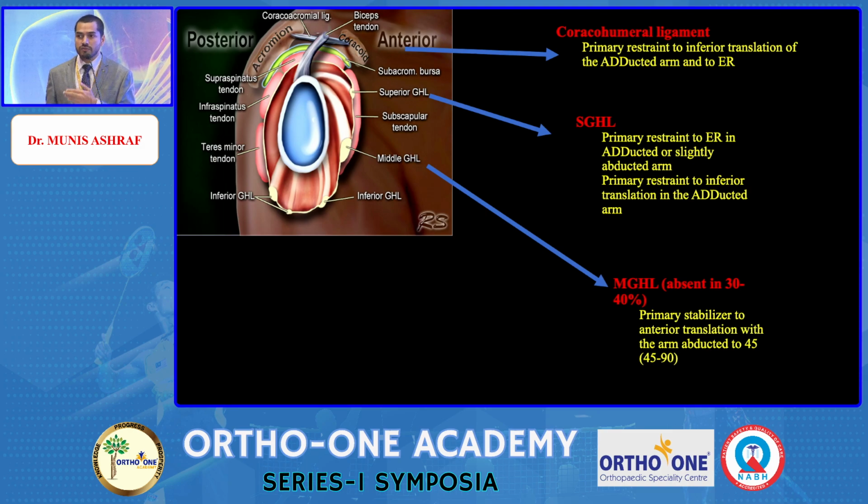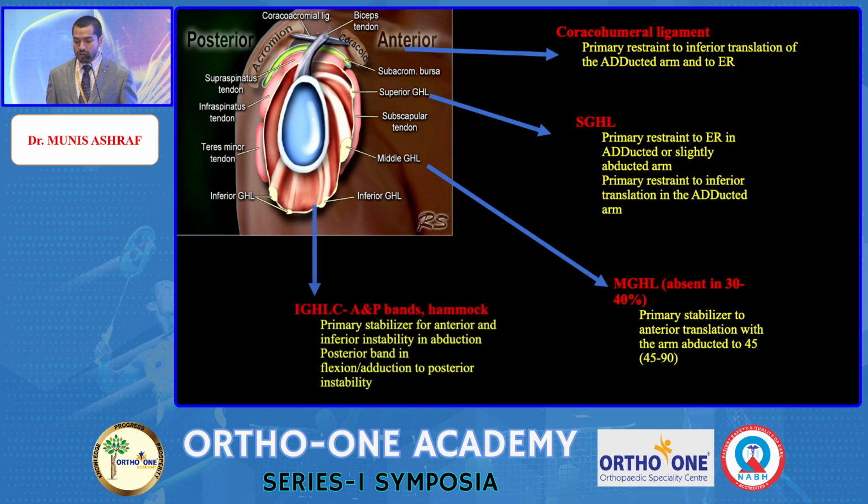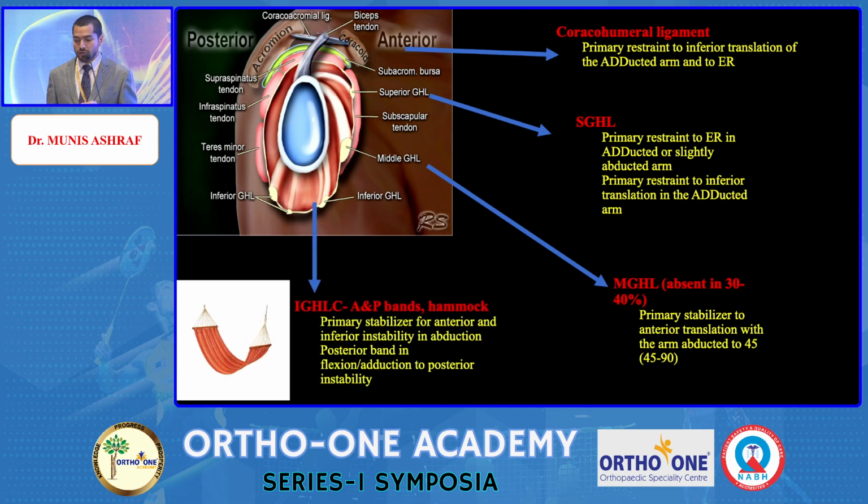There are ligaments in front, there are ligaments behind, there are ligaments beneath. Out of all that, the inferior glenohumeral ligament, the one which is beneath, acts like a hammock, a resting place for the head of the humerus. So this is the important structure which provides stability, especially anterior and inferior stability.